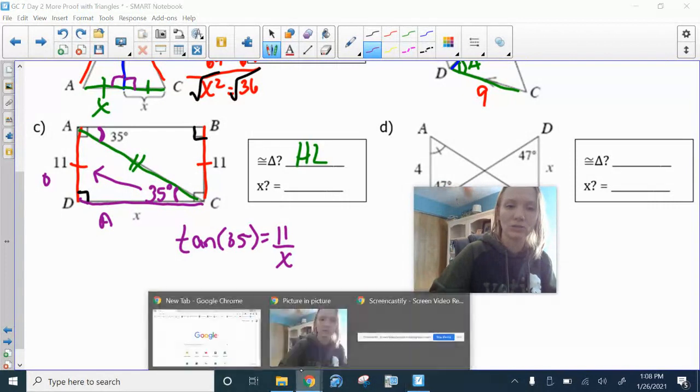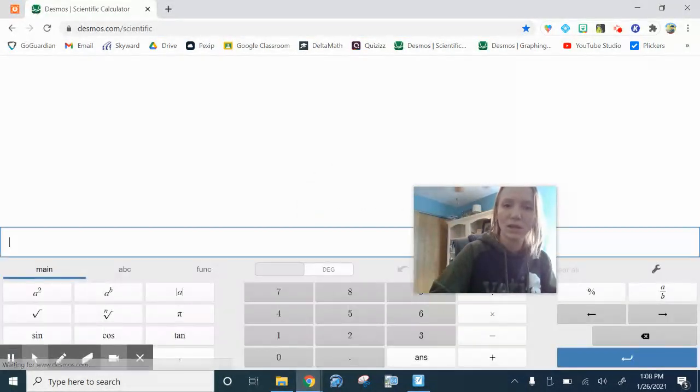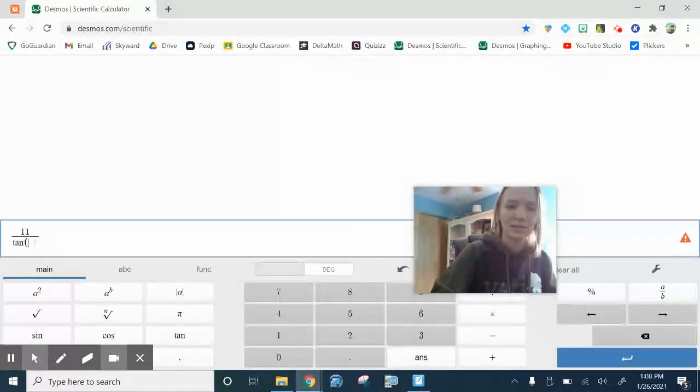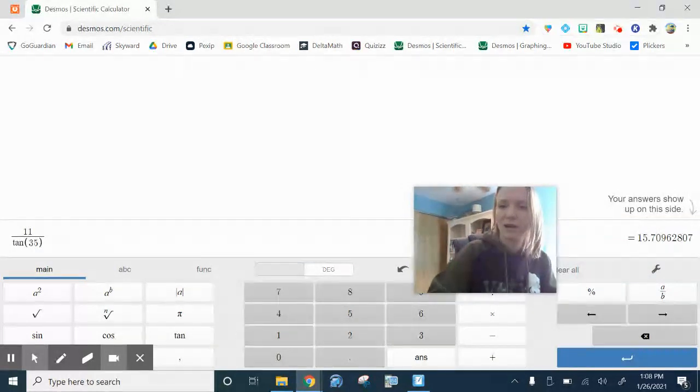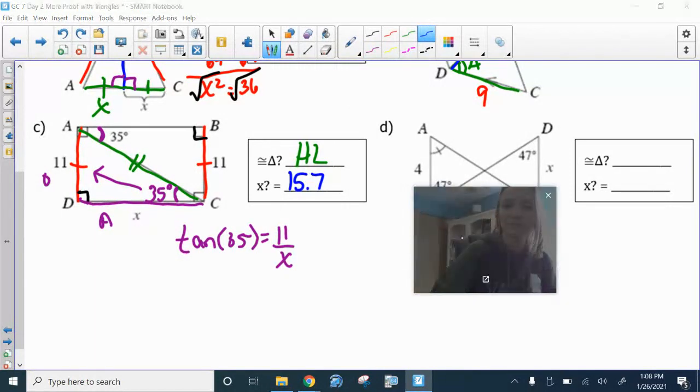So I'm going to grab my calculator here real quick, and I'm going to solve this. If I cross multiply, I'm going to solve 11 divided by tangent of 35. So I get about 15.7 here on that solution. I know that I'm going to divide because I can't multiply 11 with tangent of 35. So that means I'm going to have to divide, and I should get 15.7.